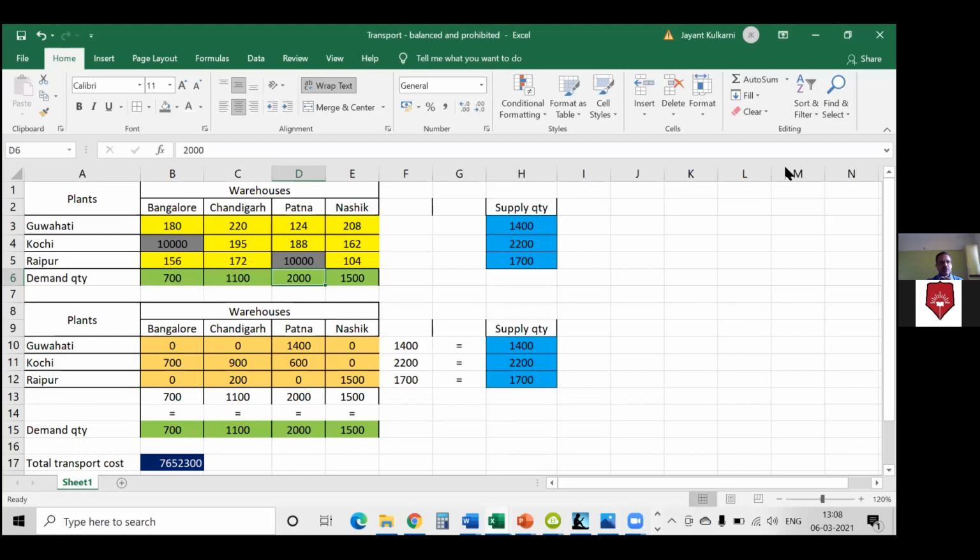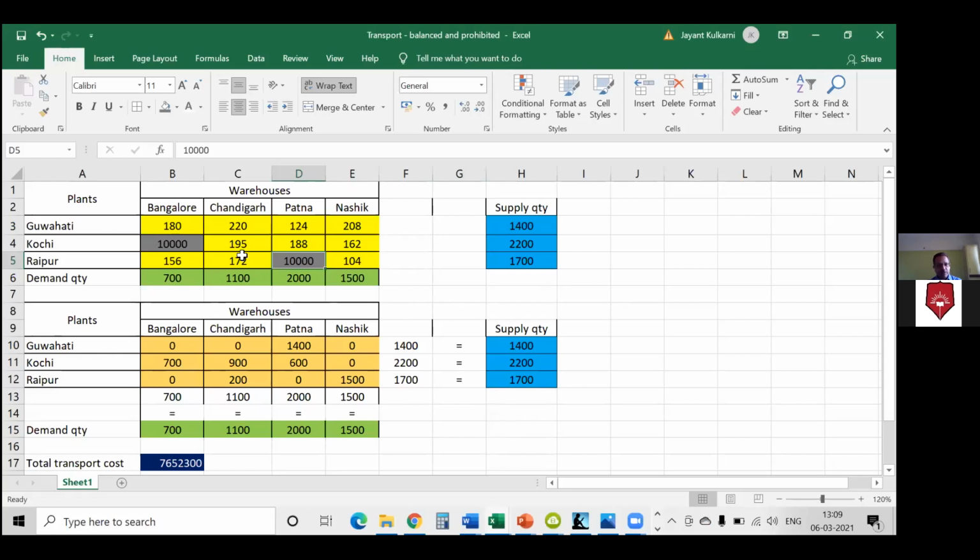So when you want to ensure that some routes are not taken, and when you are dealing with cost, you can do that by putting exorbitantly high cost numbers in the routes that are prohibited. Now, as you can see, with the old cost numbers, from Kochi to Bangalore we were to send 700 quantity.